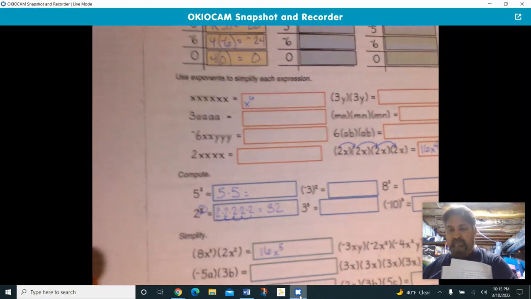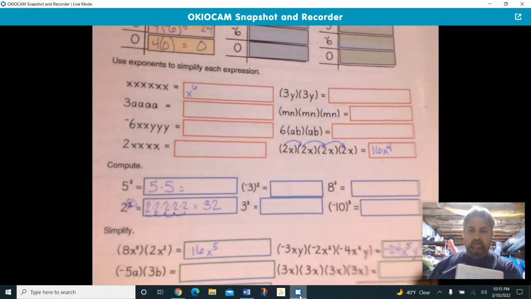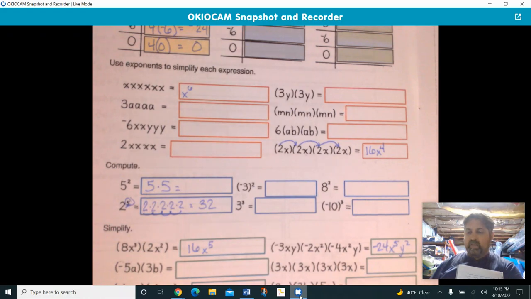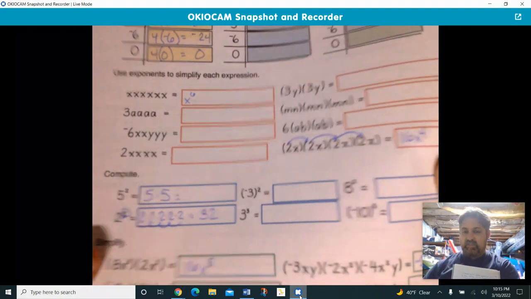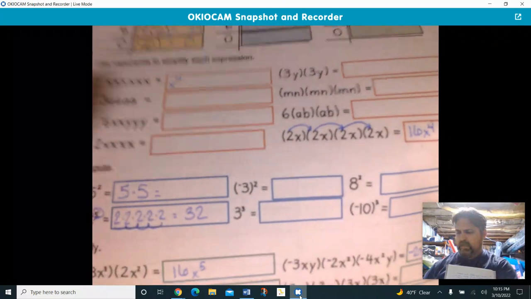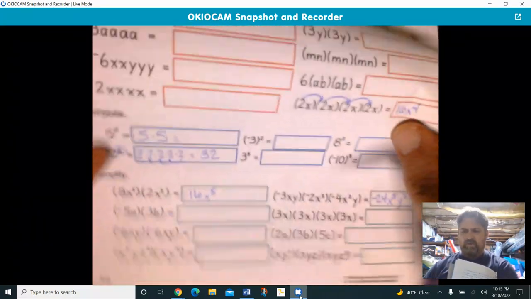Oh, I guess it would kind of help if I wasn't sitting in the way there. Okay, there we go. Now you guys have the rest of that section to finish up. I believe I've given you a pretty good idea of how that's going to work.